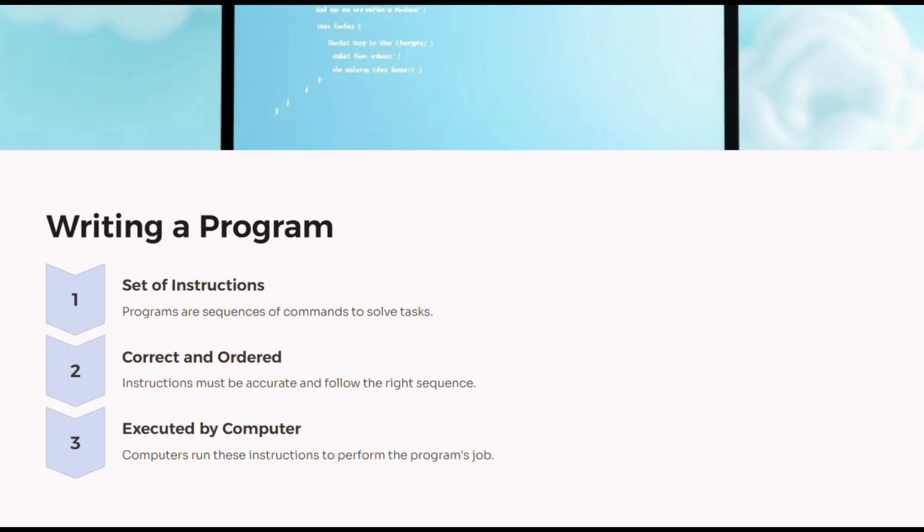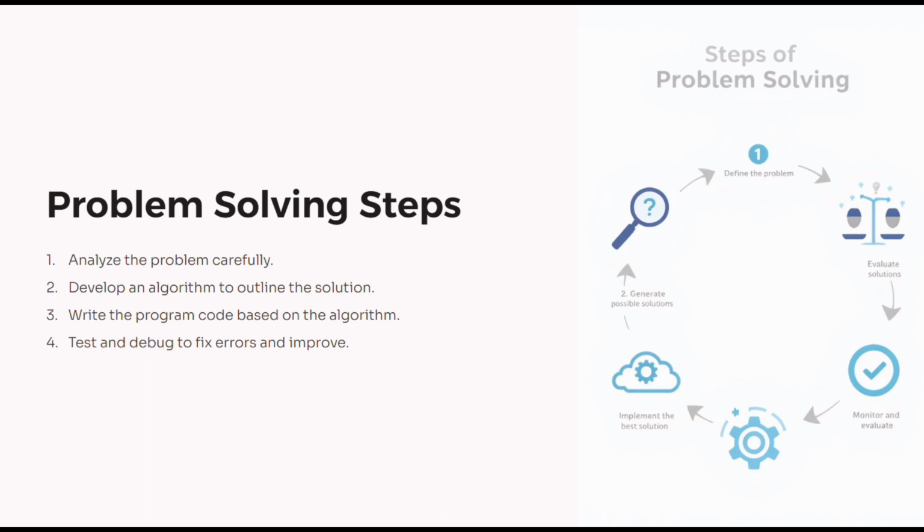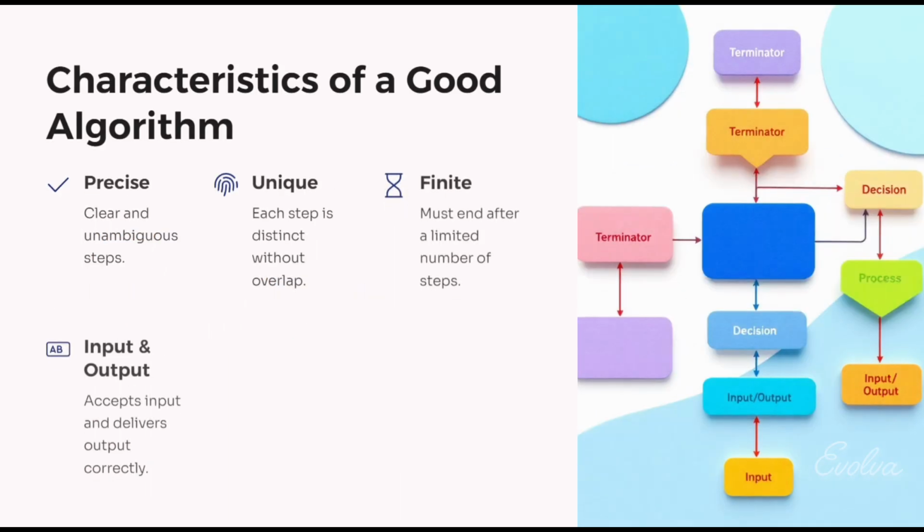Now let's see what all the steps are to solve a problem. First step is to analyze the problem, then develop an algorithm. Step 3 is coding. Step 4 is testing and debugging. And there are some characteristics of a good algorithm. It should be precise, unique, finite, and there will be input and output.